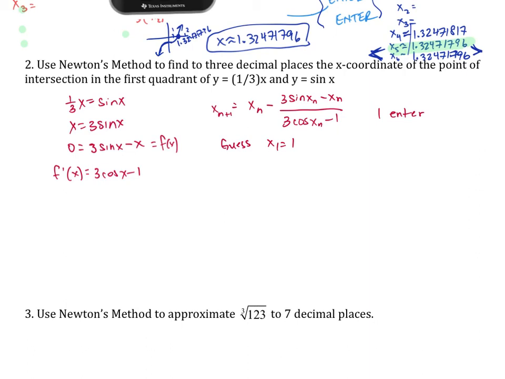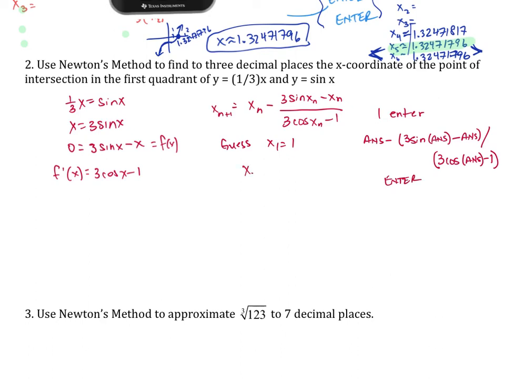And then I'm going to put in answer minus, open parentheses, 3 sine answer, right? Because that's my x that I chose, minus answer, close parentheses, divided by, this will be 3, open parentheses, cosine answer minus 1, close parentheses, and then hit enter.